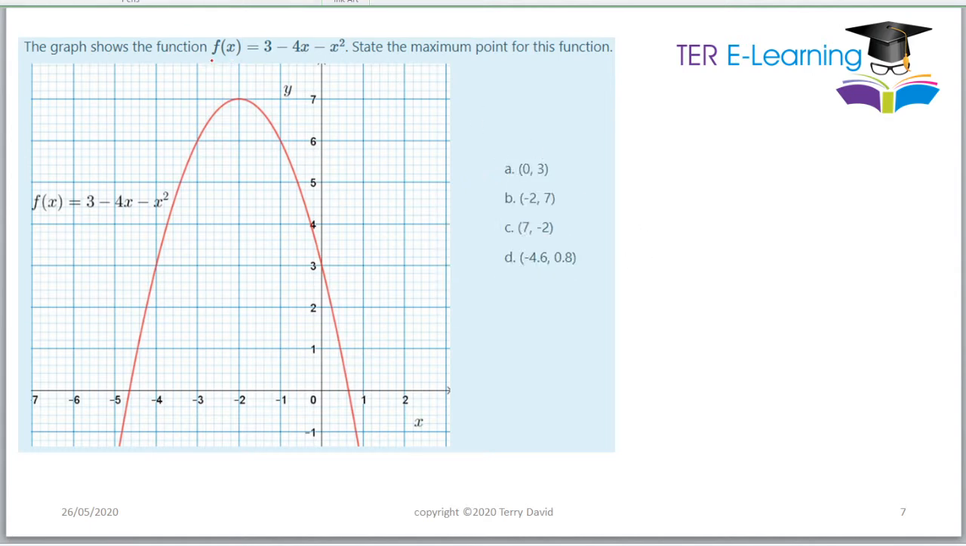Alright, so we have a function f of x equal to 3 minus 4x minus x squared. They want us to state the maximum point for this function. Again, just remember, another word for a maximum point is also called a turning point. That's another way they can ask the question in the exam. So it's called a turning point. So they want to know what are the coordinates of the maximum point. So what is the answer for this one?